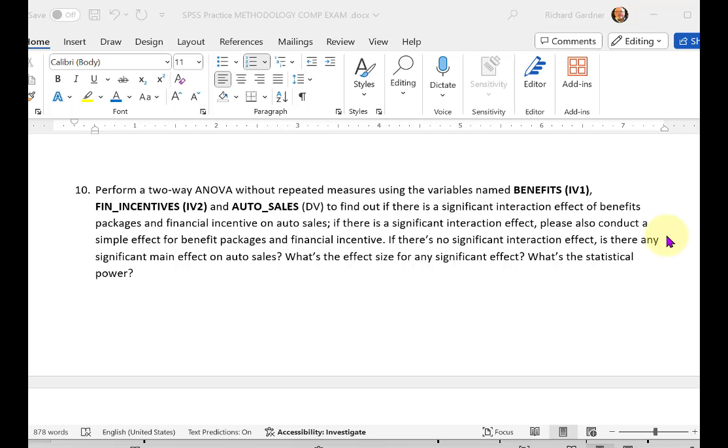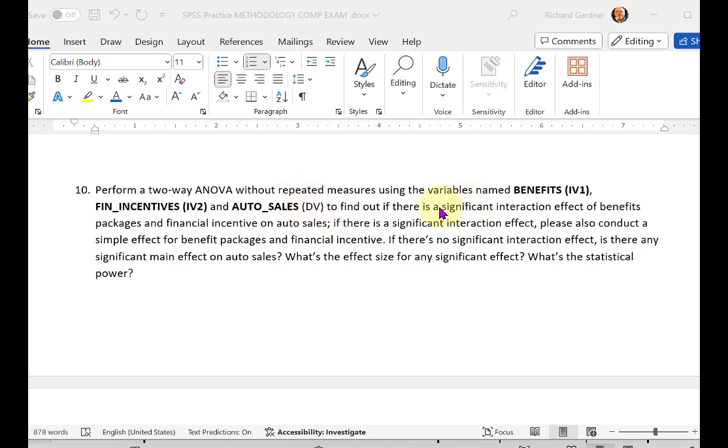All right, next question. It wants us to run a factorial ANOVA. This one's a two-way ANOVA because it's got two grouping IVs, two nominal IVs. First one is called benefits. Second one is called financial incentives. And the DV is auto sales. And there are no repeated measures, thank goodness.